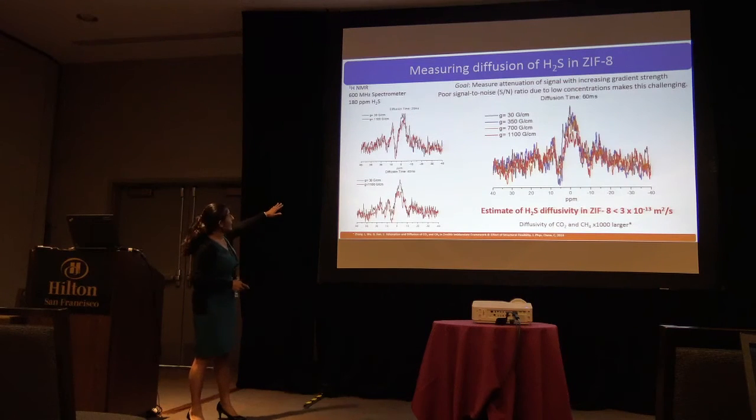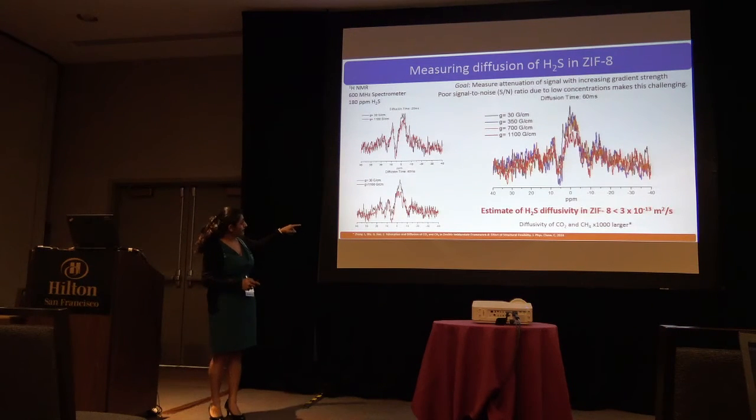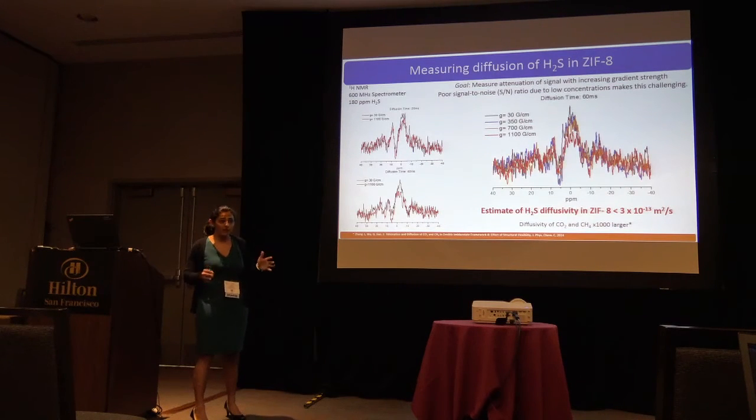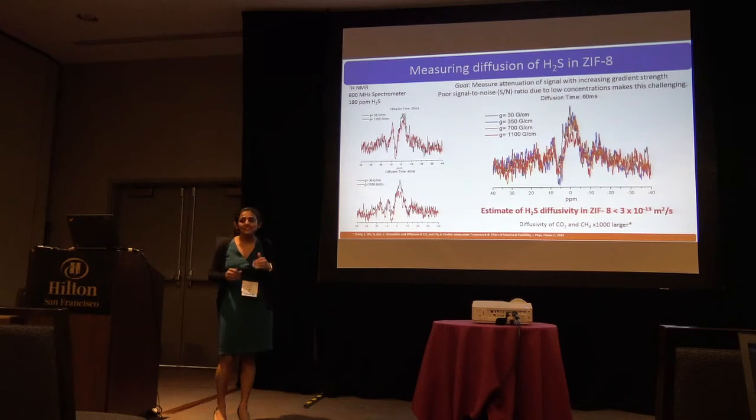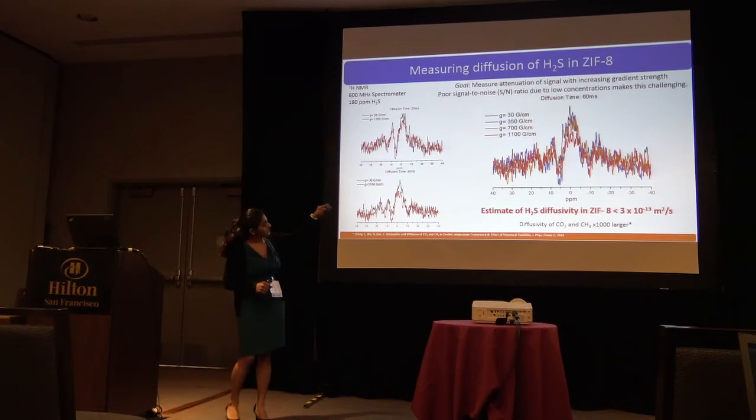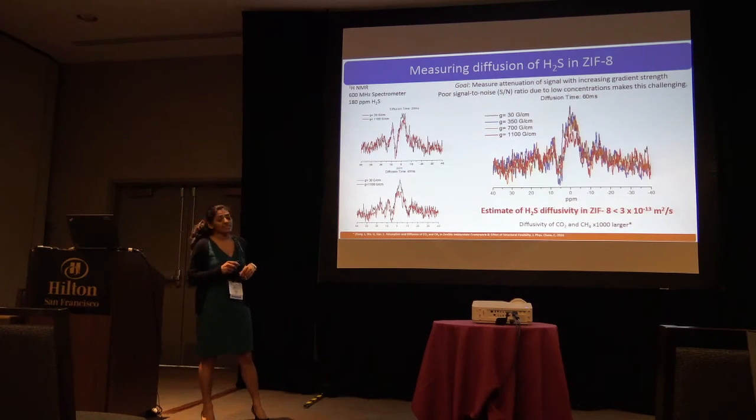But even then, you can see that at 20 milliseconds and 40 milliseconds, there is a decrease in signal between the largest and smallest gradients. But to get an estimate of diffusivity, I need to see consistent attenuation over gradient strength. And so at 60 milliseconds, you do see that there is a consistent attenuation. And from this, I can estimate that diffusivity of H2S inside ZIF-8 is less than 3 times 10 to the negative 13 meters squared per second.